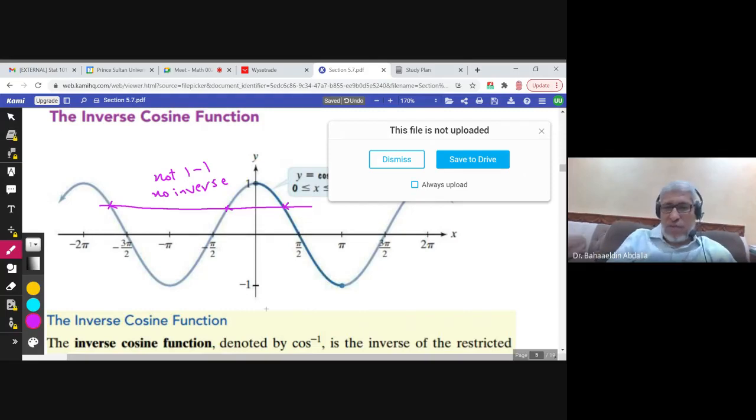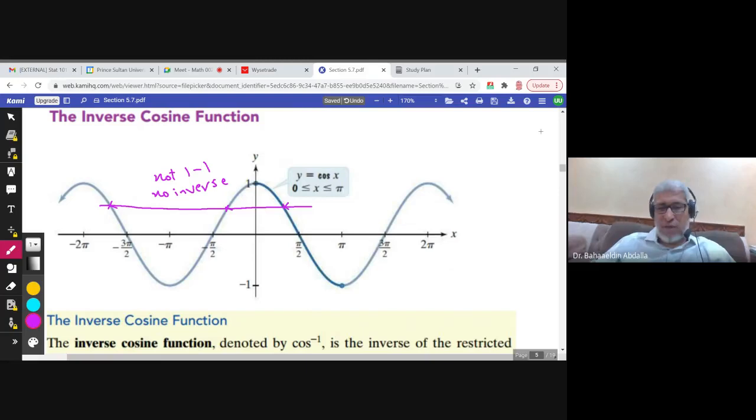So we cannot talk about cosine inverse unless we choose a domain in which cosine is 1 to 1 inside that domain. If we want to select the same domain like sine from -π/2 to π/2, we notice that cosine in this domain is not 1 to 1. So we have to select another domain. The domain chosen is from 0 to pi.